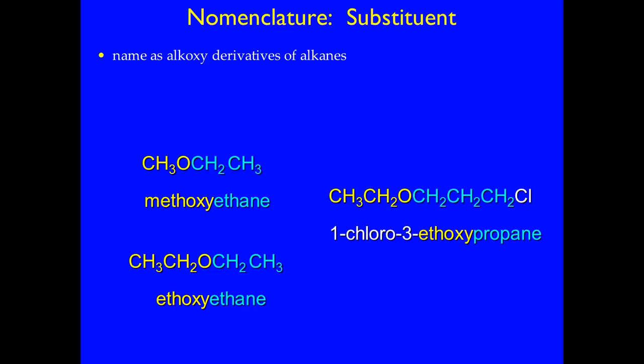Which one gets a higher priority when numbering? Oxygen gets a higher priority than chloride. So the other way around: chloride gets the high priority, and the ethoxy is regarded as the lower priority. So 1-chloro, 3-ethoxypropane.